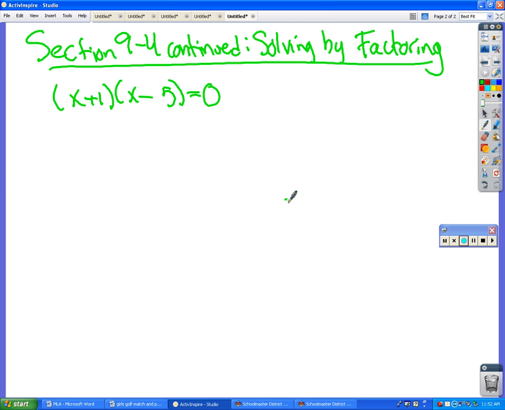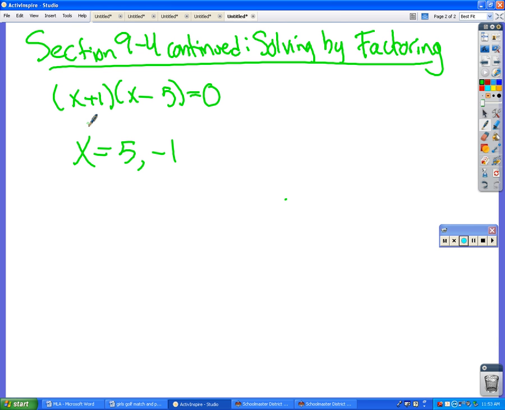So in this case right here, the answers would be x equals 5 and negative 1 because if I plug 5 in here for x, that's the way to get this piece to equal 0. And if I plug negative 1 into here for x, that's the way to get that piece to equal 0, right? Remember?